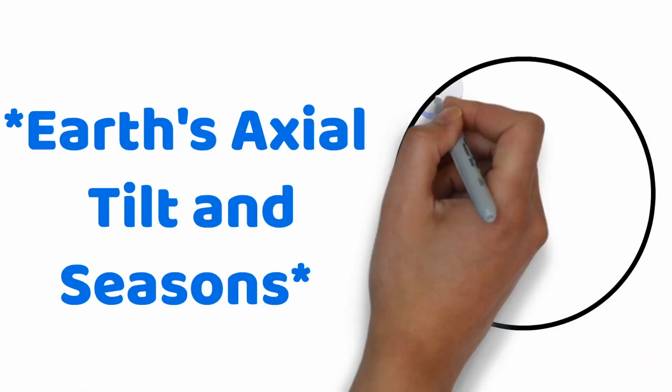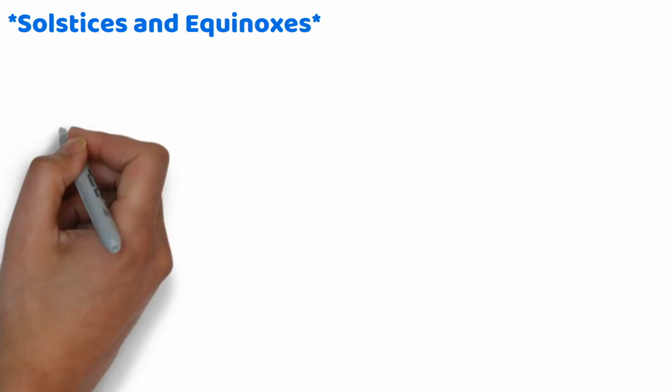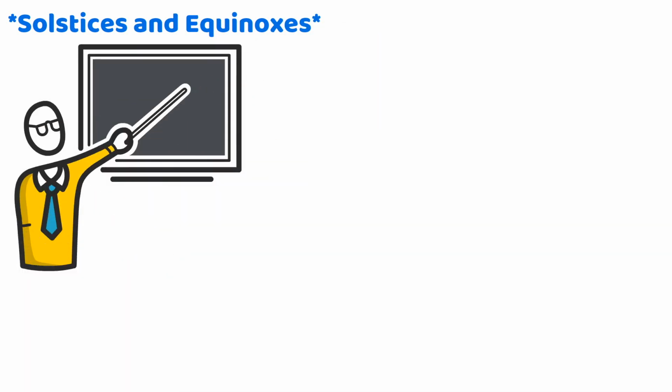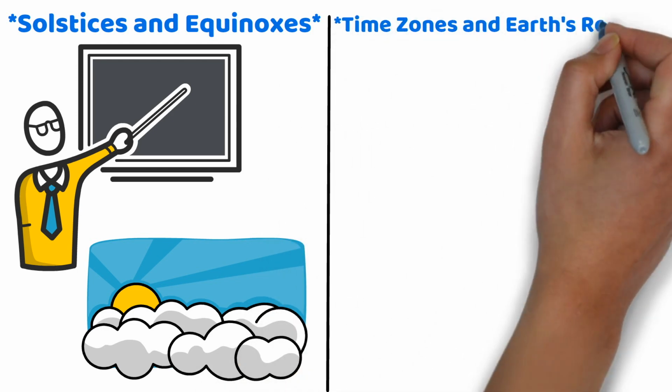Earth's tilt on its axis leads to the seasonal variations experienced across the globe. Solstices and equinoxes. These are key times of the year that mark the shifts in seasons, with solstices representing the longest and shortest days, and equinoxes marking equal lengths of day and night. Time zones and Earth's rotation.